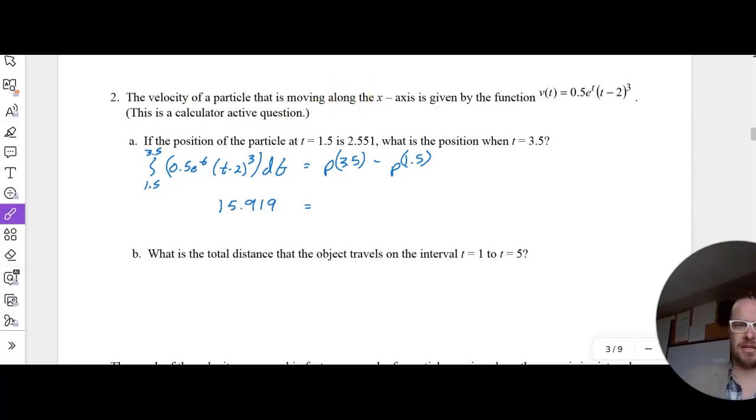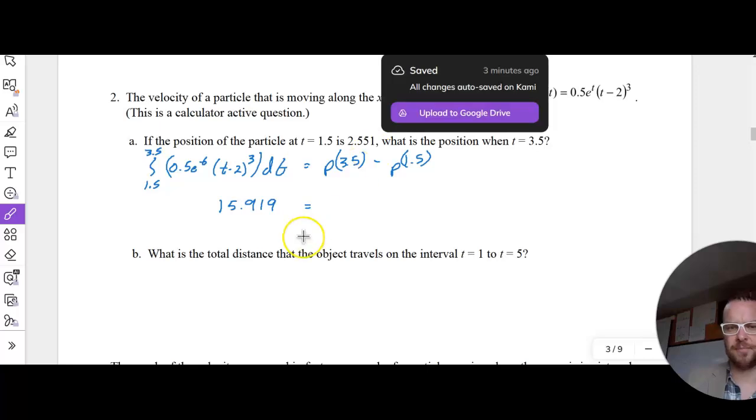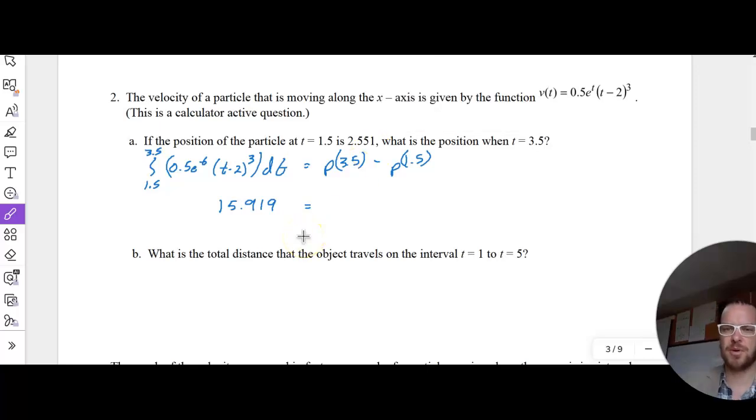All right, now let's go ahead and continue. Let's move that out of the way. So the 3.5 is the one that I'm looking for, so p of 3.5 here. And the p of 1.5 was the one that was given to us, so minus 2.551. Obviously, I'm going to add that to the other side so that I can get my unknown by itself. And so I'm going to switch the sides, but p of 3.5 then is just going to be these two added together, which is what, 17.470.